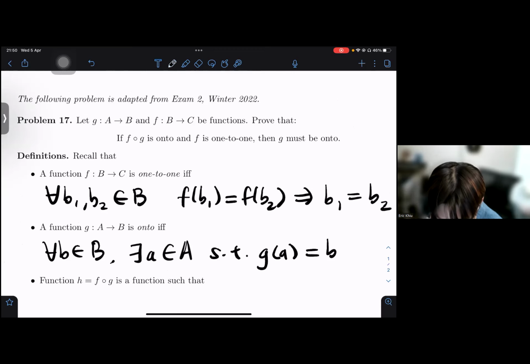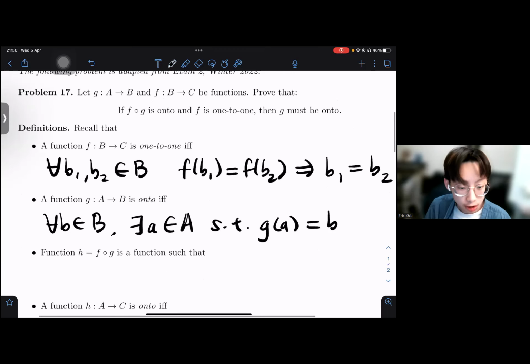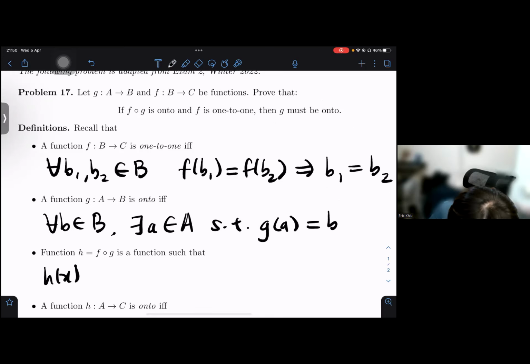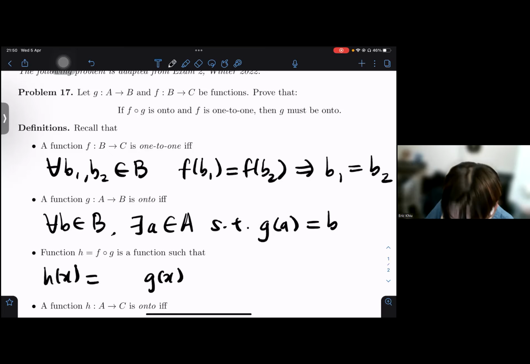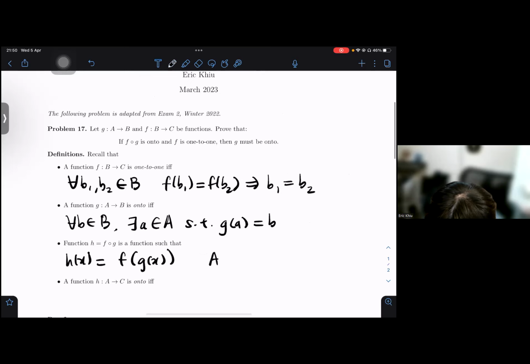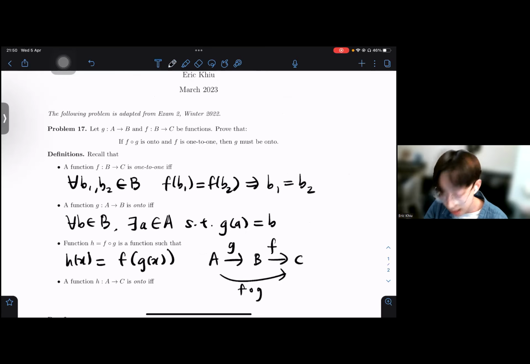So next one is composite function. Composite function basically means you take the output of the inside function and use it as an input to the outside function. So in this case, we have h of x, where we first find g of x and then feed it into function f. We have A to B by function g, and then from B to C by function f. So a composite function f composite g means g followed by f, from A to C.